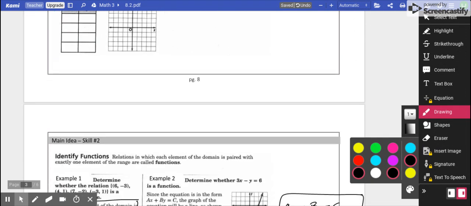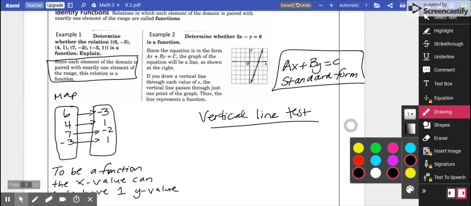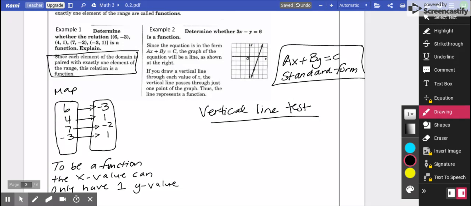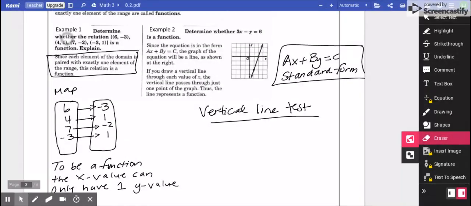Okay. Now we're going to take a little peek and look at whether we can determine if the ordered pairs that we've been given are going to be a function. There are two different ways that we can do that. The first way that we can determine if the set of ordered pairs is a function, in this example we have right here, we've got (6, -3). These are our different ordered pairs.